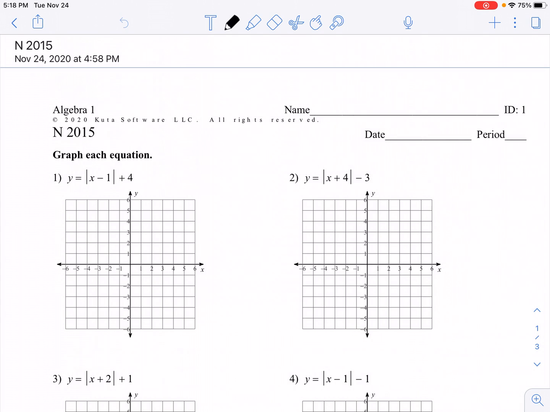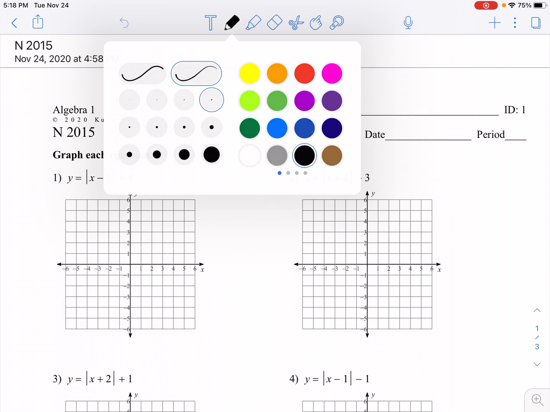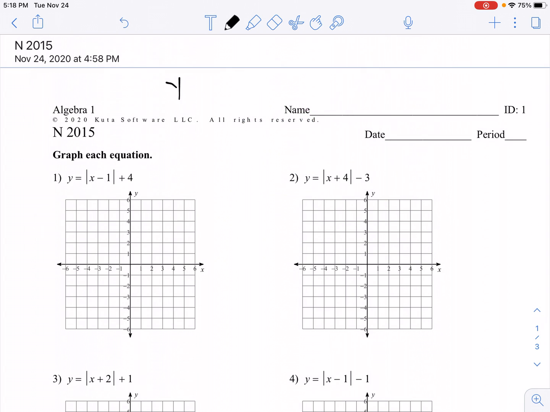Okay, so what we're going to look at here is a continuation of being able to graph absolute value equations. And in this case, we're going to use everything that we looked at before in the previous video. But what we're going to use is a general equation, y equals a times the absolute value of x minus h, plus k, okay?